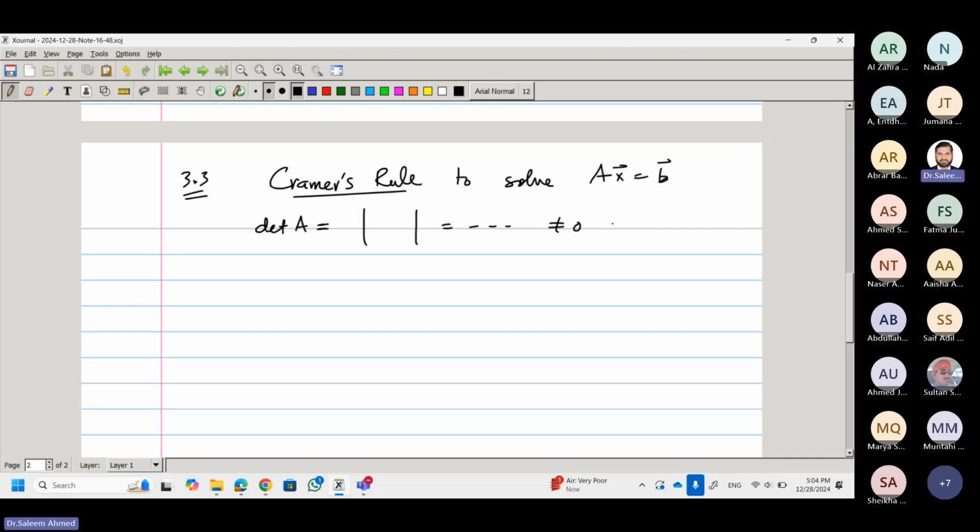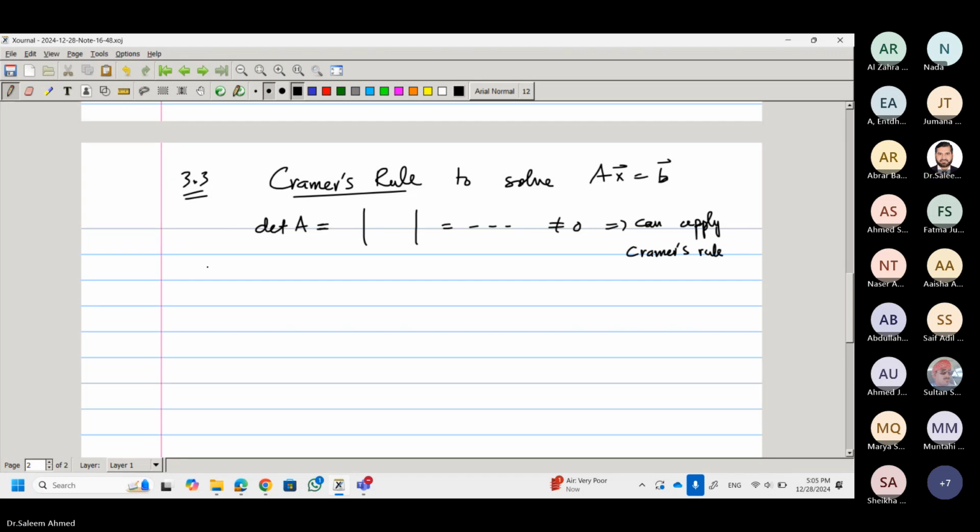So not equal to 0 means yes, go ahead, you can apply Cramer's rule, because Cramer's rule formula uses the determinant in the denominator. If the determinant is 0, you cannot divide by that, so Cramer's rule is not applicable. Of course, if we ask you to use Cramer's rule, then the determinant will definitely be non-zero.